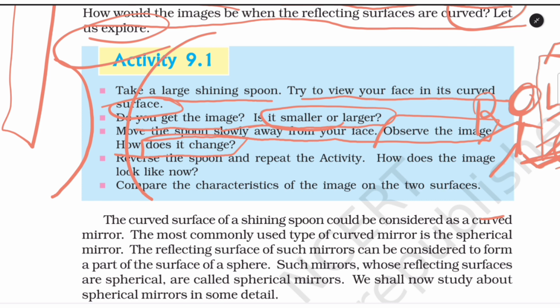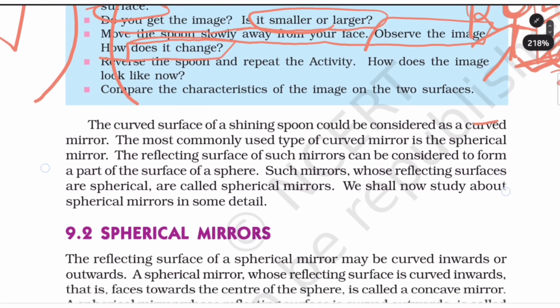Reverse the spoon and repeat the activity. Reverse the spoon means you turn it around. Then repeat this activity. Keep the front hand, keep it at some distance. Compare the characteristics of the image on the two surfaces, both front and back. You have to see this.